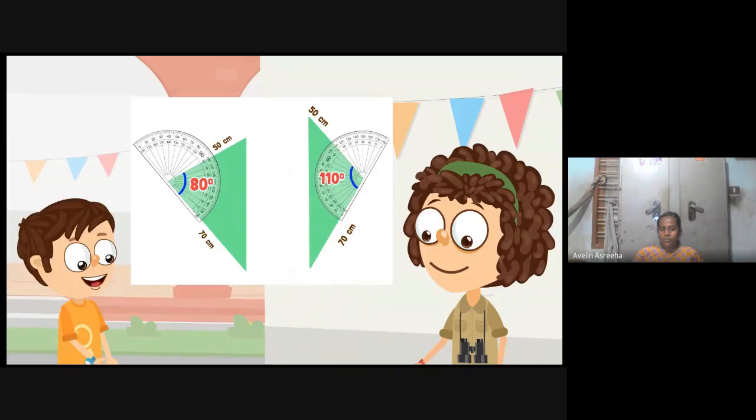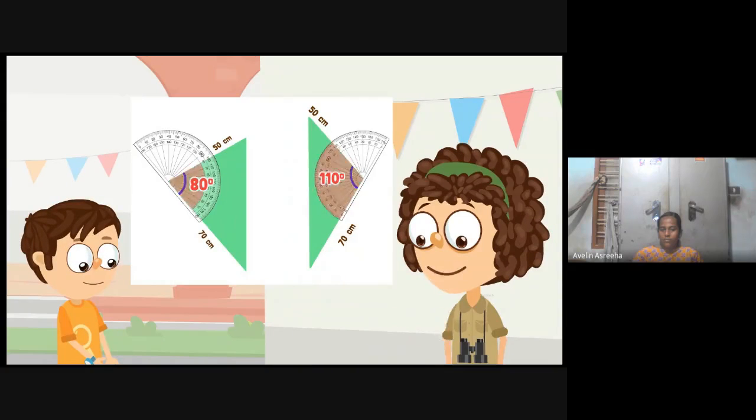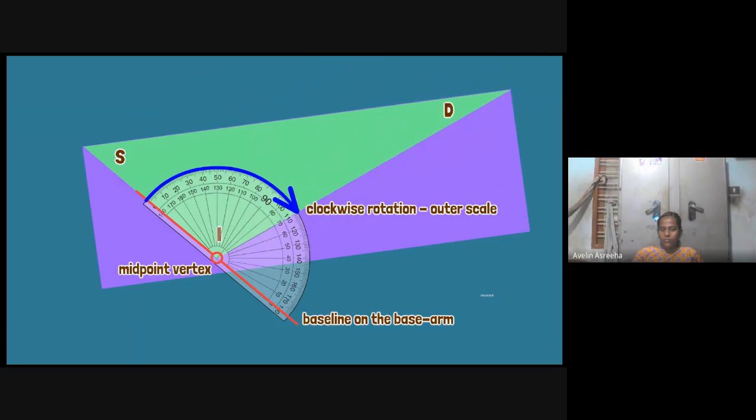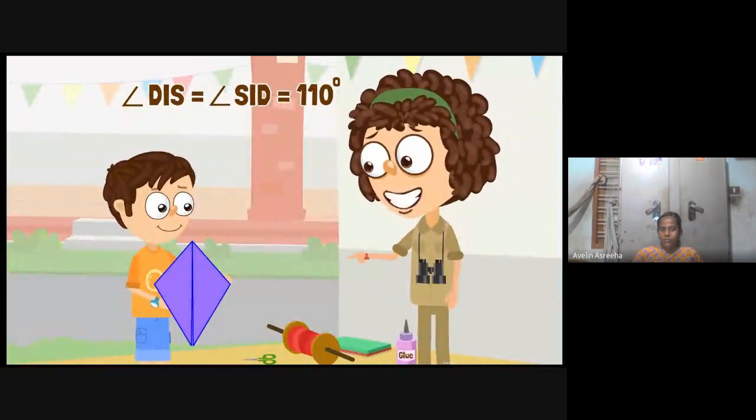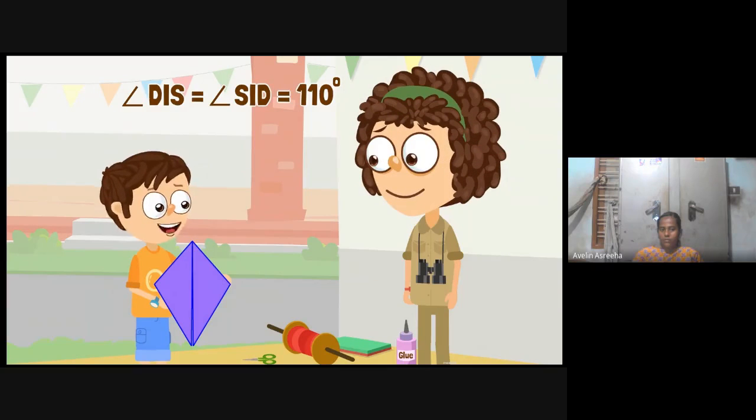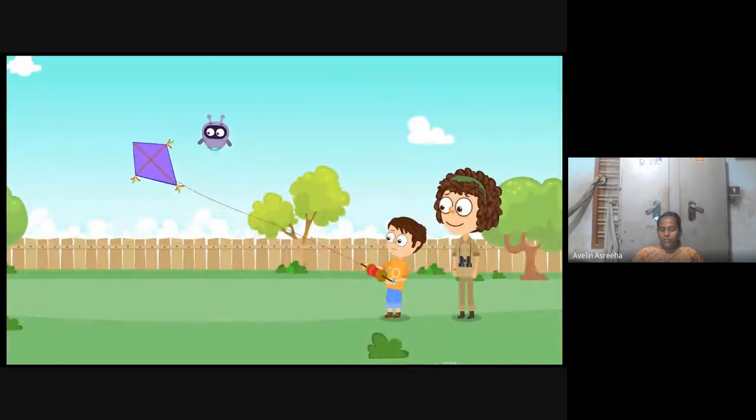So my angles were not equal. Can you complete this now? Use the outer scale. Angle DIS equals angle SID equals 110 degrees. Let's fly high!